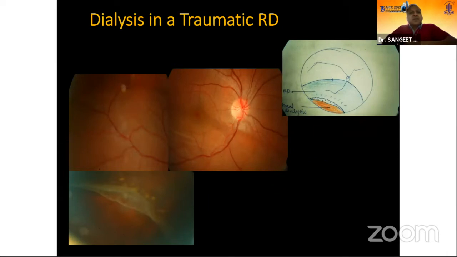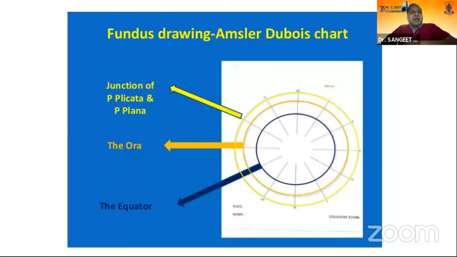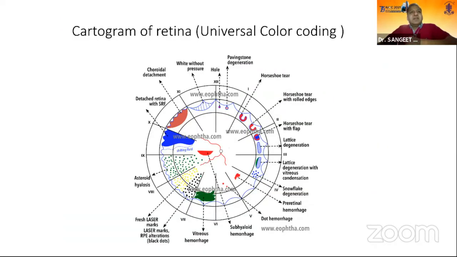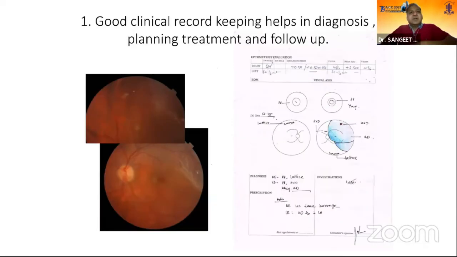And dialysis, again, post-traumatic dialysis. If the patient gives you a history of trauma, you have to do an indirect ophthalmoscopy. You have to look for the dialysis, and this is one major indication of doing an indirect ophthalmoscopy in a post-traumatic patient. As already discussed, for a fundus drawing, we use an Amsler-Dubois chart. And I think it has already been discussed in a previous slide how to do a drawing. And this is a cartogram of universal color coding.